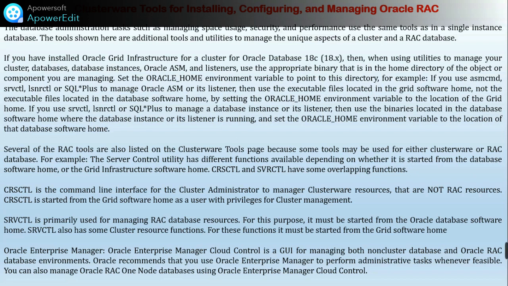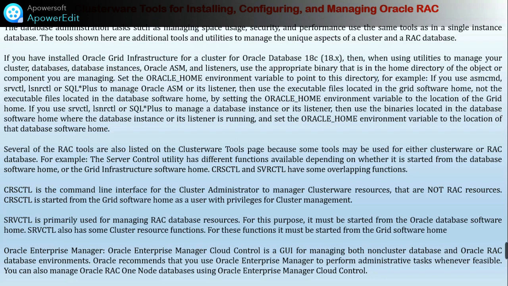Several of the RAC tools are also listed in the Clusterware tools page because some tools may be used in the Clusterware and RAC database. For example, the Server Control utility has different functions available depending on whether it is started from the database software home or the grid infrastructure home. CRSCTL and SRVCTL have some overlapping functions.